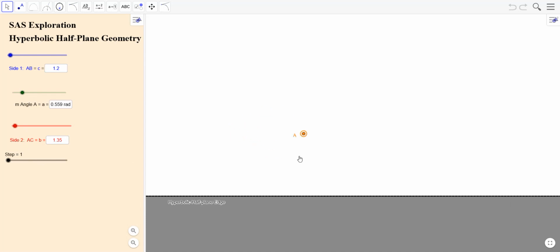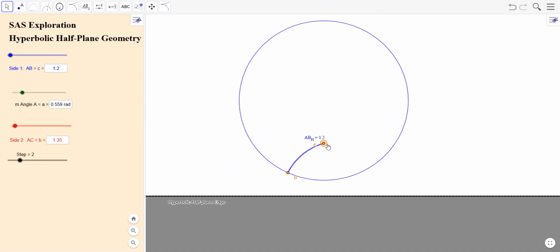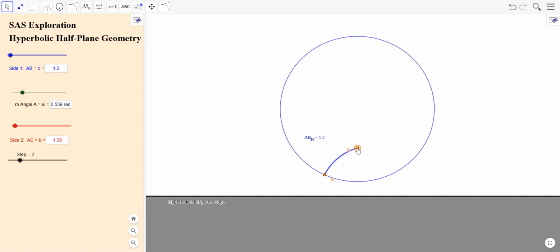We start with a free point, free to move anywhere in the hyperbolic half plane, which is up here. We can't put it on the edge or down here. Those points are not in the geometry. So we've got a point up here. We pick a circle centered at that point of whatever radius that side one. Okay, and it's staying the same radius here.